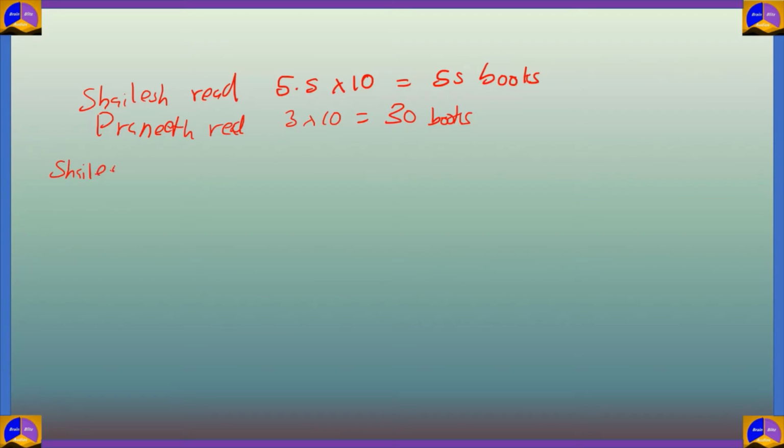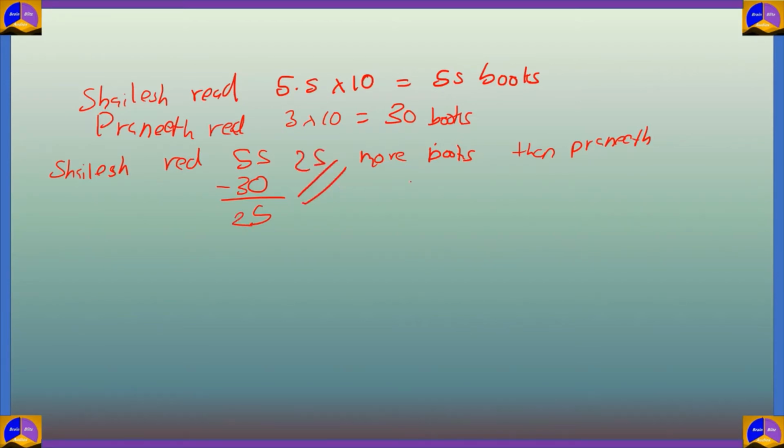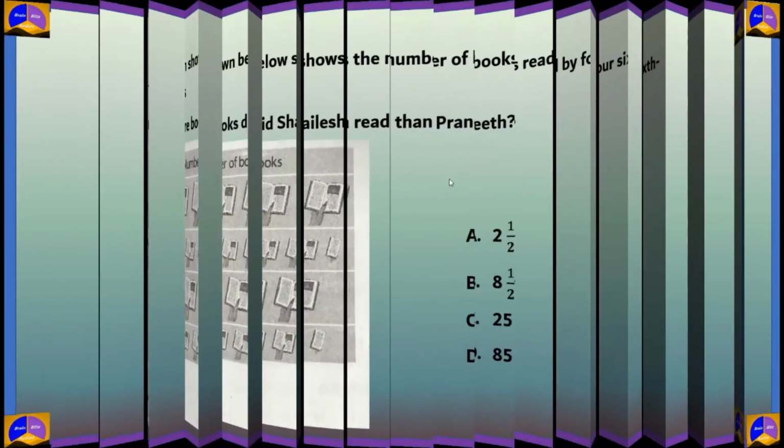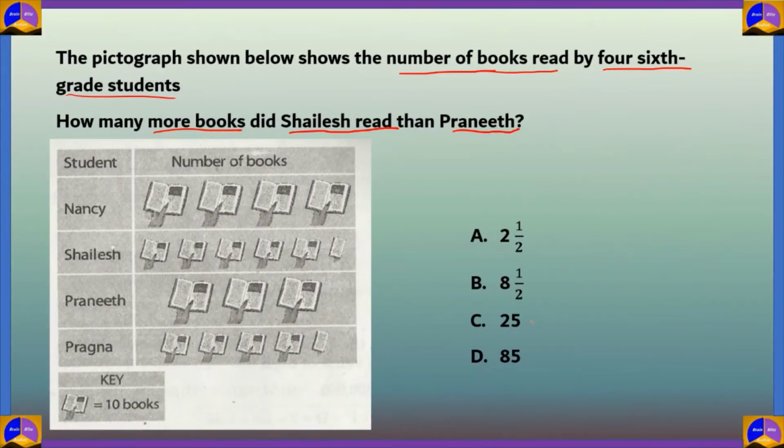So Shailesh read dash more books than Praneeth. Now to find that, we have to subtract 30 from 55. Now 55 minus 30, 5 minus 0 is 5, 5 minus 3 is 2. So Shailesh read 25 more books than Praneeth. So the correct answer is option C, 25.